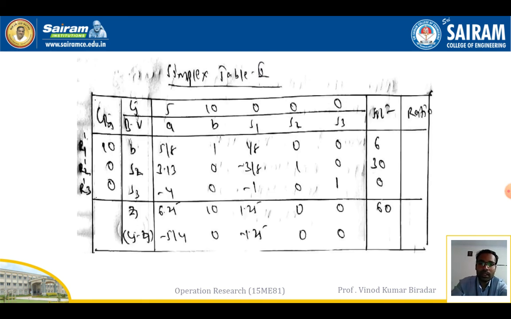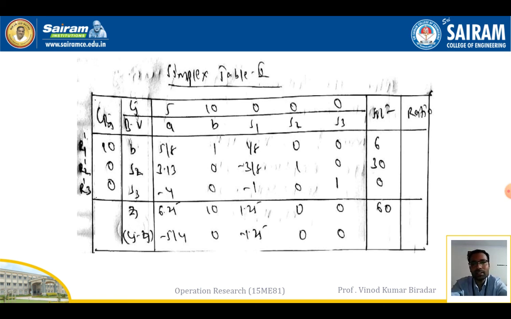Once you calculate the b, s2, s3 values, again calculate the Zj value. Zj is 10 into 5 by 8 plus 0 into 3.13 plus 0 into minus 4, and you will get 6.25. Calculate all the values with the same procedure: Zj is 6.25, 10, 1.25, 0, 0. Then calculate the Cj minus Zj value: 5 minus 6.25 is equal to minus 5 by 4. Again 10 minus 10 is 0, and 0 minus 1.25 gives minus 1.25, then 0, 0.